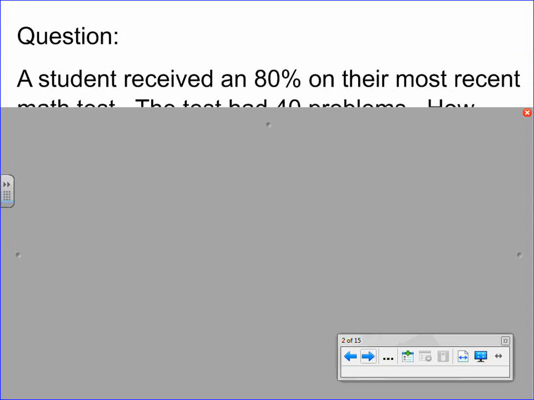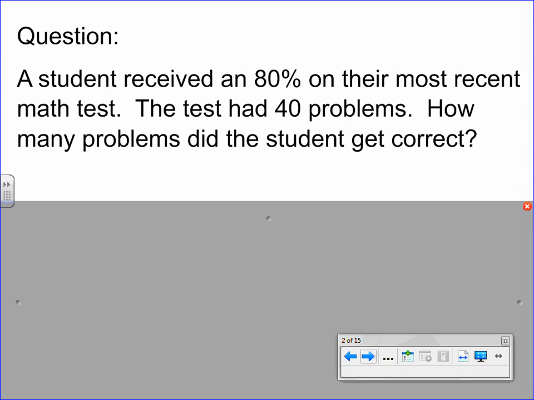The question I want to start off with today is a pretty simple one. Last week we used the idea of your grade on a homework assignment or a test as a way of thinking about percentages. So for this one, a student received an 80% on their most recent math test. The test had 40 problems. How many problems did the student get correct?